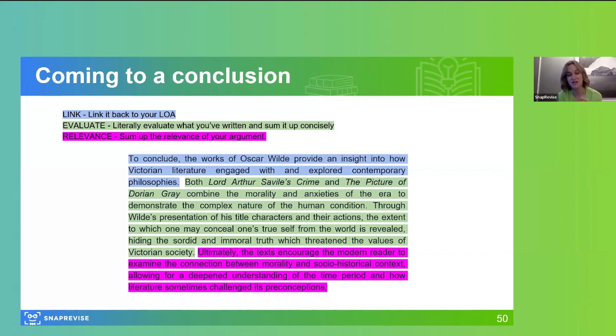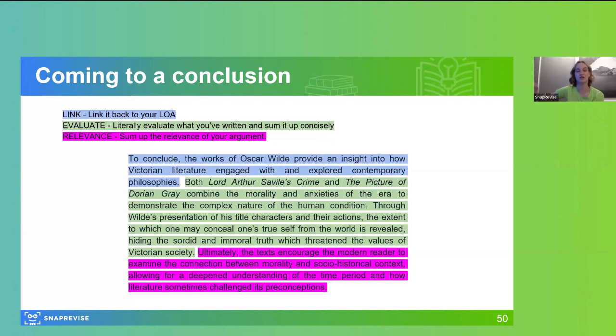And then finally, the relevance, I say, ultimately the texts encourage the modern reader to examine the connection between morality and socio-historical context, allowing for a deepened understanding of the time period and how literature sometimes challenged its preconceptions. So again, I'm really talking about the relevance, why this kind of study and why this essay is important, because it gets you to think about the connection of morality and different historical contexts. It gives the reader an insight into what the morality of the text's socio-historical context was and relating it to your own.